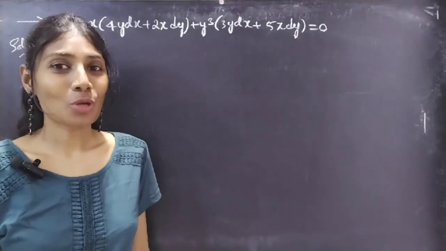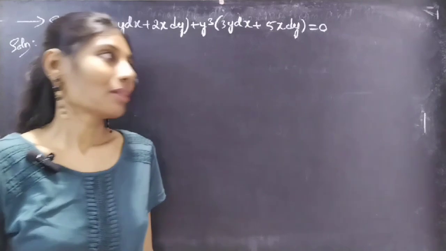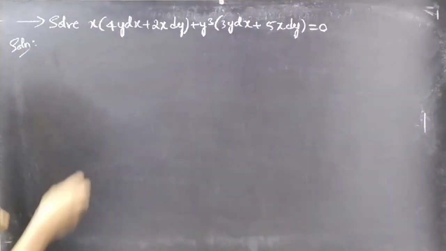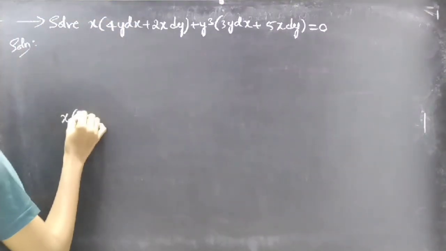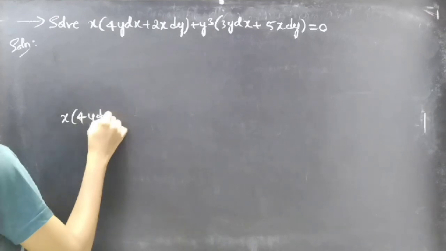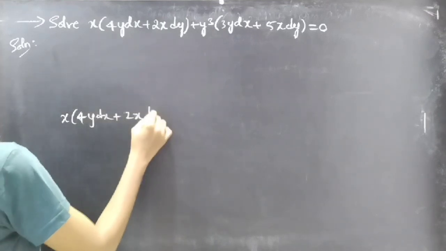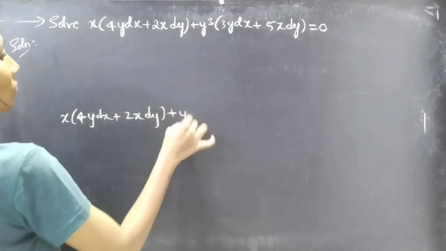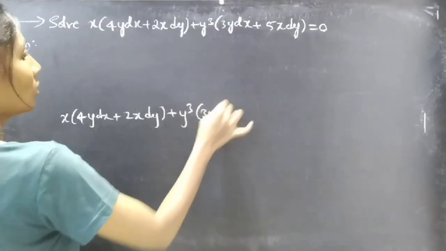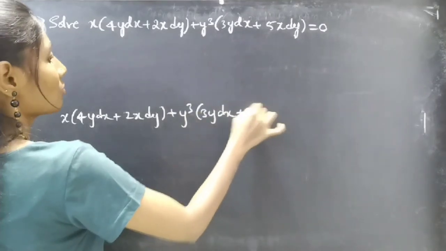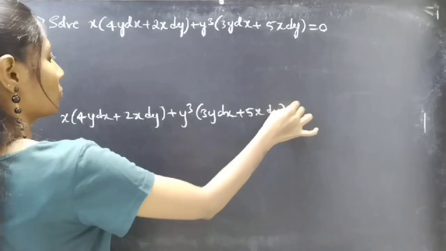In this video we are going to solve a differential equation. So we are given a differential equation x into (4y dx plus 2x dy) plus y cube into (3y dx plus 5x dy) equal to 0.